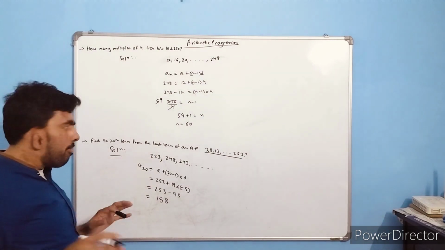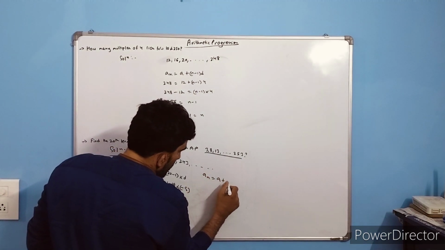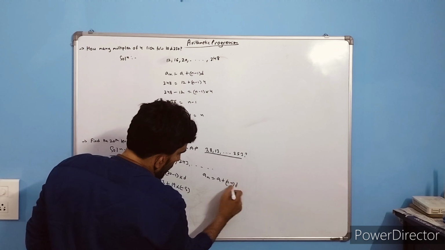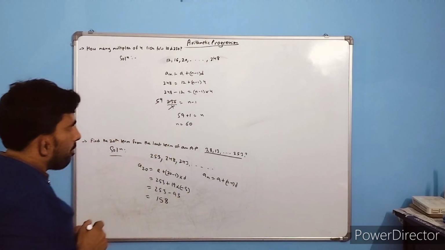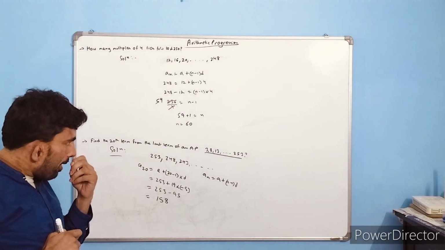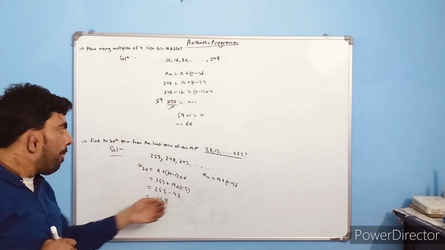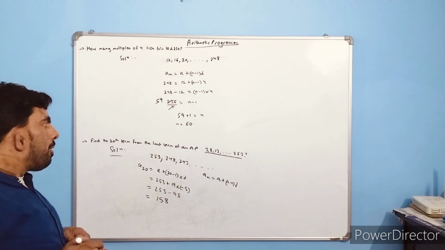Okay, so that is how we can easily solve such kinds of numericals. We have just applied the formula for the nth term, A plus (n minus 1) into D. There are a lot of numericals for solving this type of problem based on this formula.